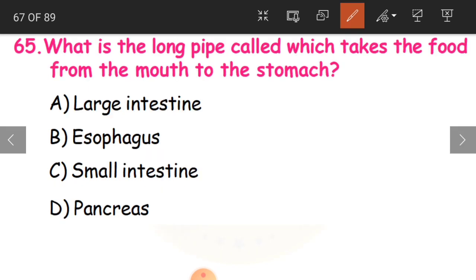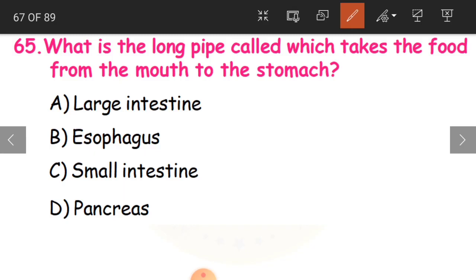Now, 65th question. What is the long pipe called which takes the food from the mouth to the stomach? What is the long pipe? So you might have seen in the diagram of the digestive system, children, from the mouth you can see a long pipe which is connected to the stomach. So through that pipe the food is passed to the stomach. It is going to reach the stomach through this pipe.